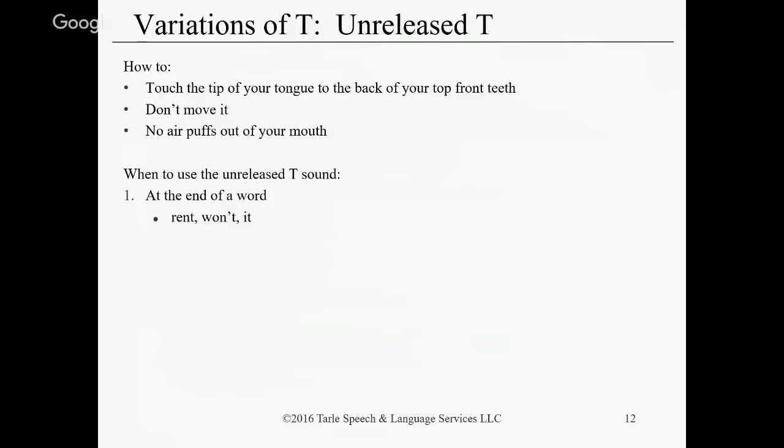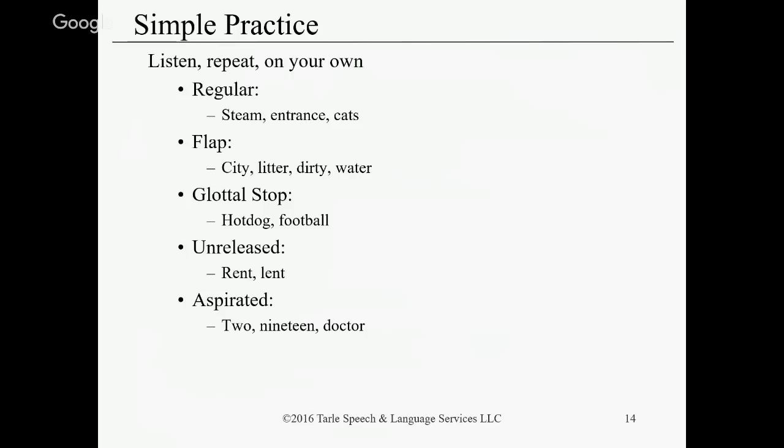Okay, let me just double check to make sure we got through. Oh, nope, this is the one that I missed. The unreleased T. So again, now you're kind of getting into the swing of this. The tip of the tongue touches the back of your top front teeth, but this time you're not going to move it for the unreleased T, and no air puffs out of your mouth. Okay, so we say rent, won't, it. Rent, won't, it. So that's sort of that unreleased T sound. So you just kind of keep your tongue there and you don't move it.